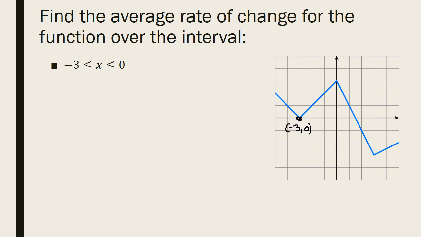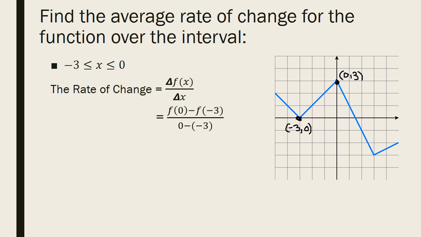And it ends at x equals 0, which is right here. And this point is (0, 3), so the input is 0 and the output for 0 is 3. We talked about the average rate of change. We said it's the difference in f of x divided by the difference in x, which means I need to find the difference between the outputs divided by the difference between the inputs.